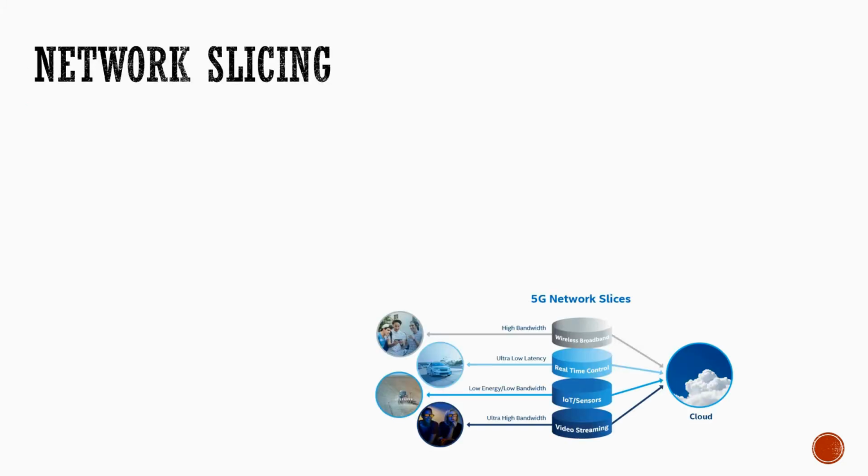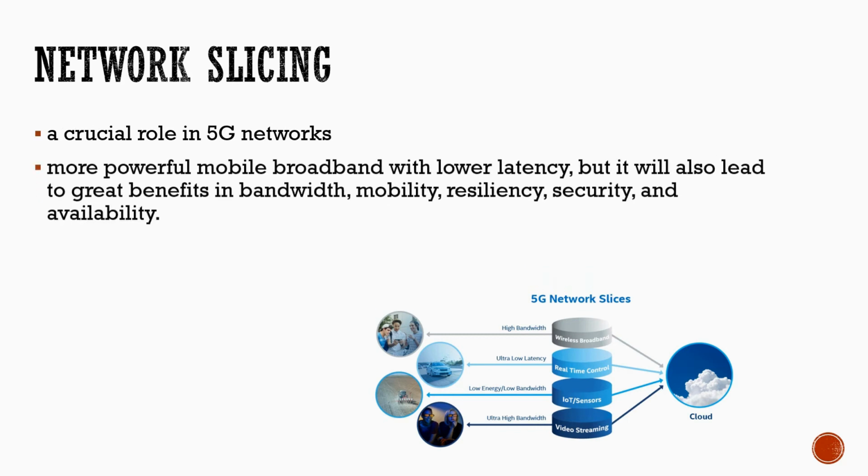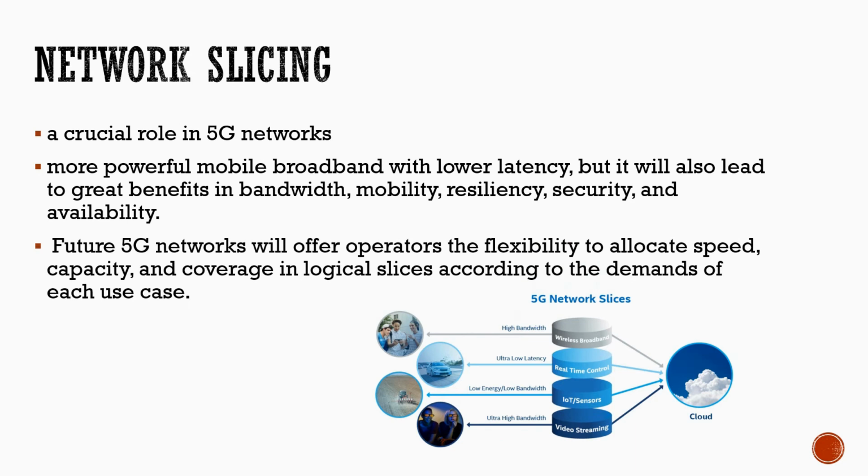Network slicing plays a crucial role in 5G networks because of the multitude of use cases and new services 5G will support. A primary 5G NFV network slicing use case will be more powerful mobile broadband with lower latency, but it will also lead to great benefits in bandwidth, mobility, resiliency, security, and availability. Future 5G networks will offer operators the flexibility to allocate speed, capacity, and coverage in logical slices according to the demands of each use case.